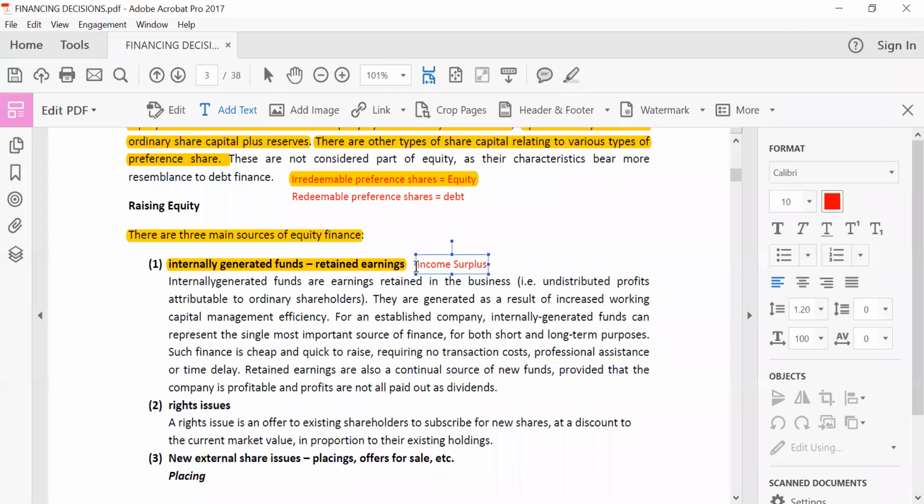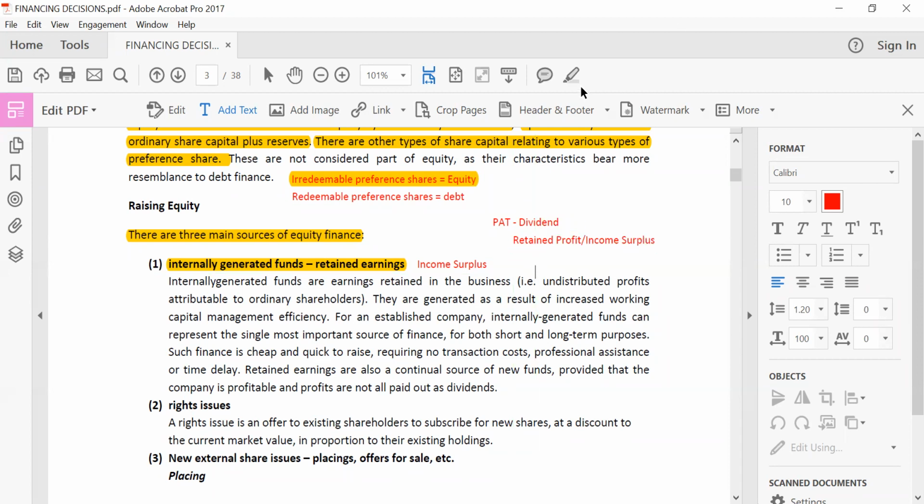It is the part of the profit which we have retained, right? So if a company is having profit after tax, profit after tax can be divided into two, right? Part is paid as dividends and part is retained. The portion which is retained, that's what we call the retained earnings. So retained profits or earnings, which is also called income surplus.